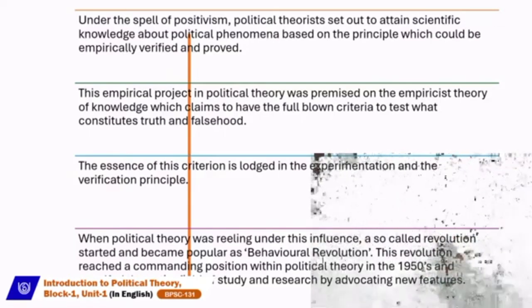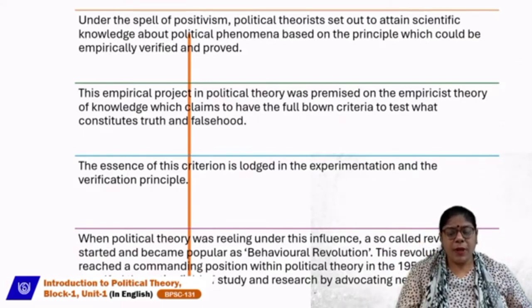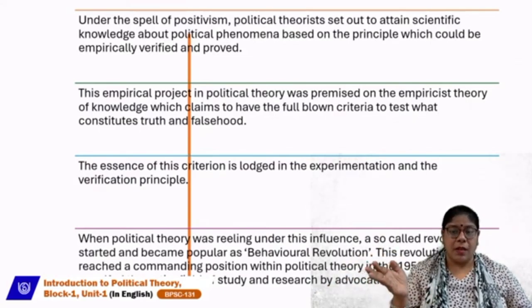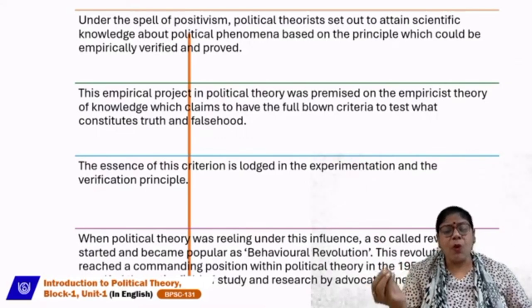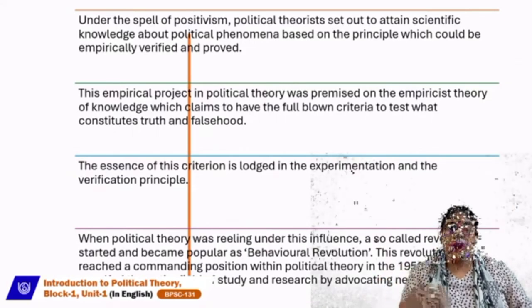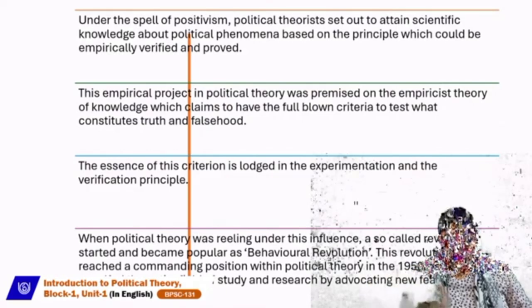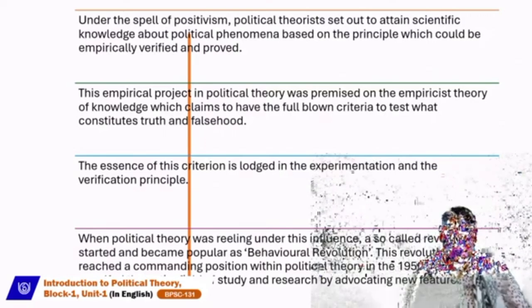The people who support the empirical approach fully approve that any theory should satisfy the experimentation and the verification principle. The theory should be verifiable. The theory should be empirically verified and proved. When political theory was reeling under this influence, a so-called revolution started and became popular as the behavioral revolution. This revolution reached a commanding position within political theory in the 1950s and engulfed the entire field of study and research by advocating new features.